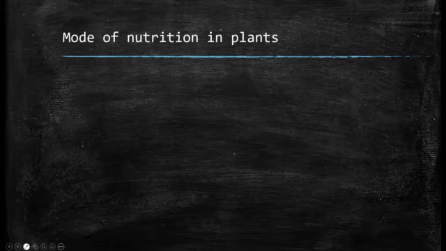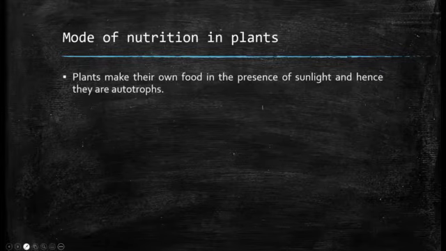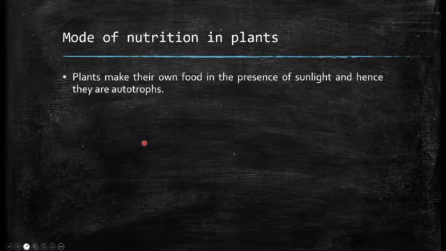Now let's move on to modes of nutrition in plants. Plants make their own food in the presence of sunlight and hence they are autotrophs. Some plants have the ability to make food on their own because they have chlorophyll, and that helps them in doing photosynthesis. And these types of plants are known as autotrophs.